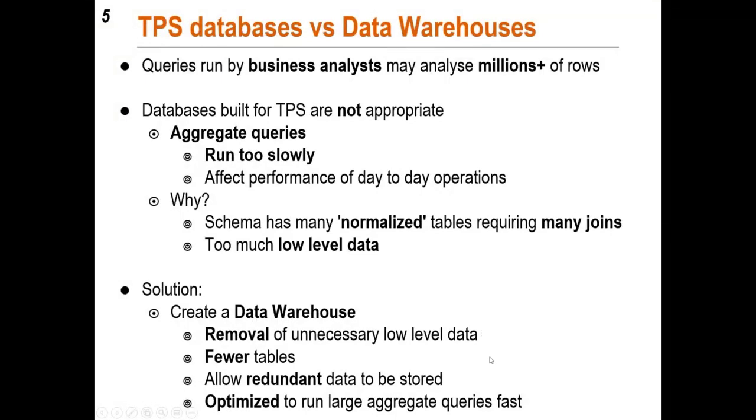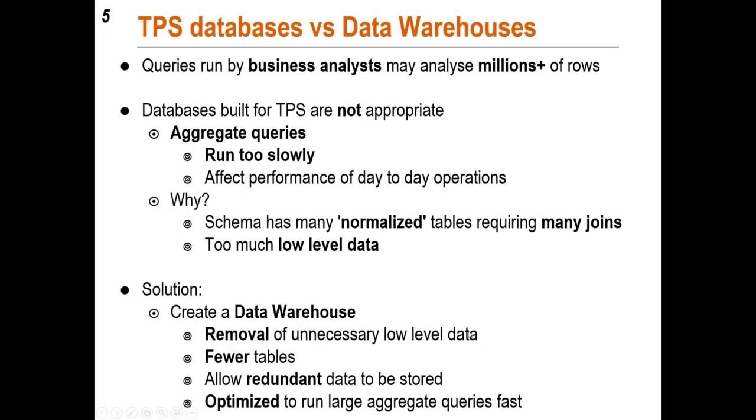When we create data warehouses, we need to remove unnecessary low-level data, because some columns and some rows, probably we don't need those things, right? Or otherwise we can aggregate some of the columns together, because we don't need that kind of granularity in our data warehouses. So we can remove this unnecessary low-level data. That means we can have very few tables in our data warehouses compared to transaction processing systems.